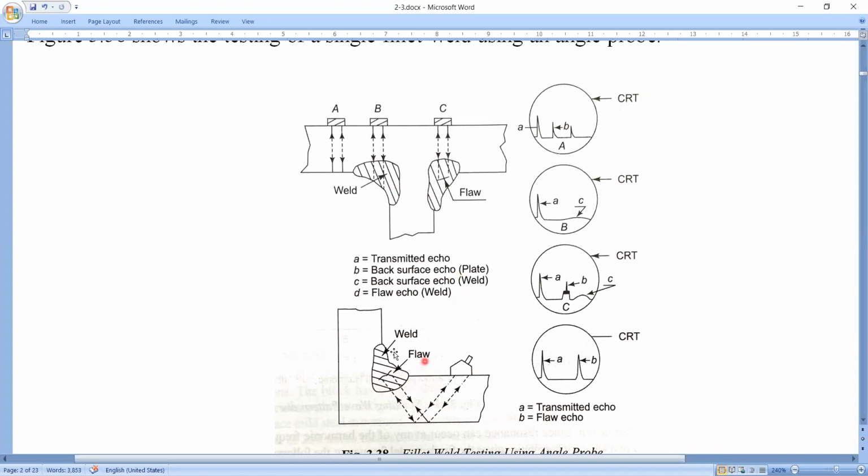You can also test the single fillet weld, but for testing the single fillet weld, we have to use the angle beam technique rather than the straight beam technique. Here we have a crack in the fillet, and by using the angle beam technique, we can find this crack. Here, A is the transmitted echo, B is the flaw echo. In this way, you can test fillet welds also by using ultrasonics.